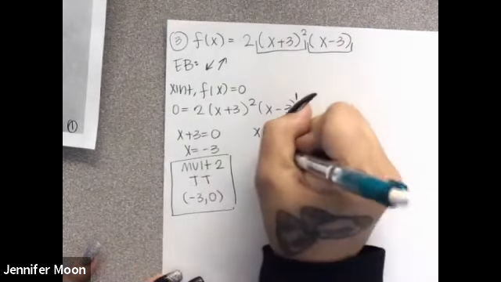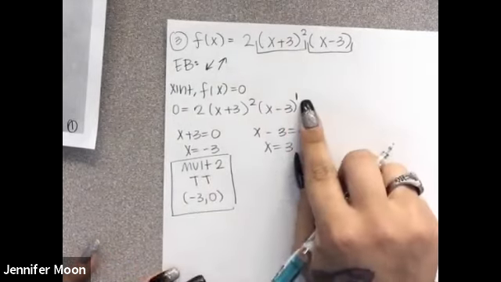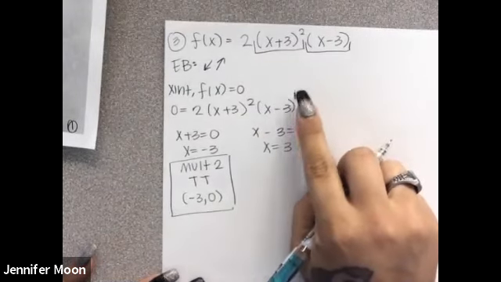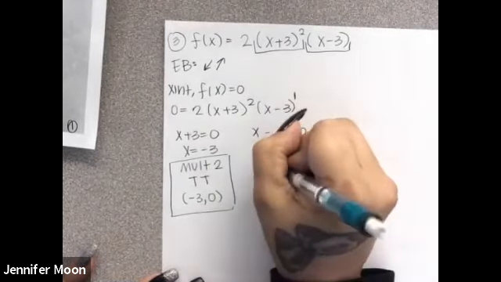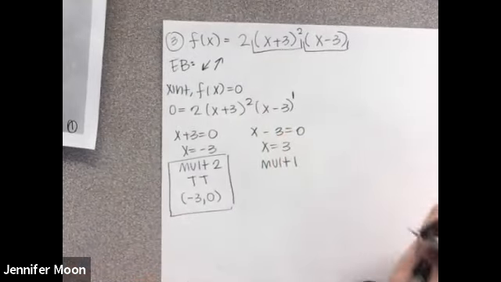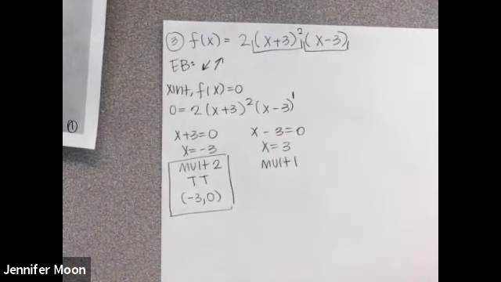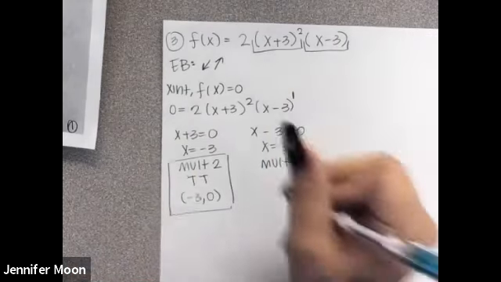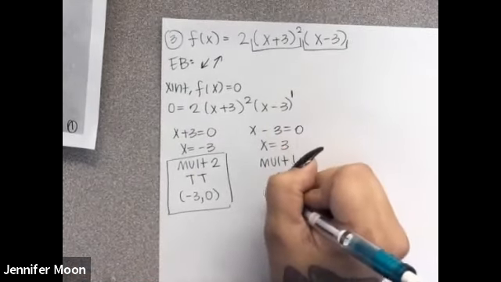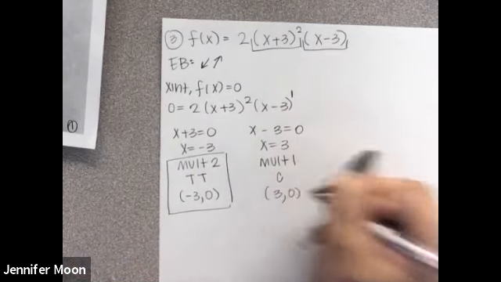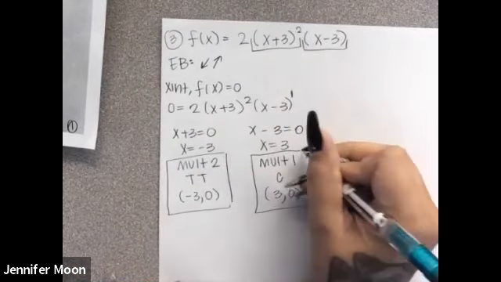This one, I get what? X equals 3. I look at this exponent, that's the multiplicity. The multiplicity here is 1, which is odd. The direction is cross, that's one direction. 1 is odd. So for odd, what I do is cross, and more specifically, I cross at the point 3, 0.